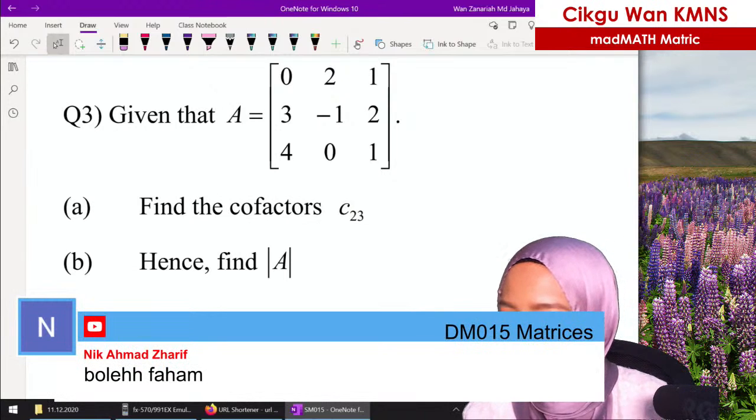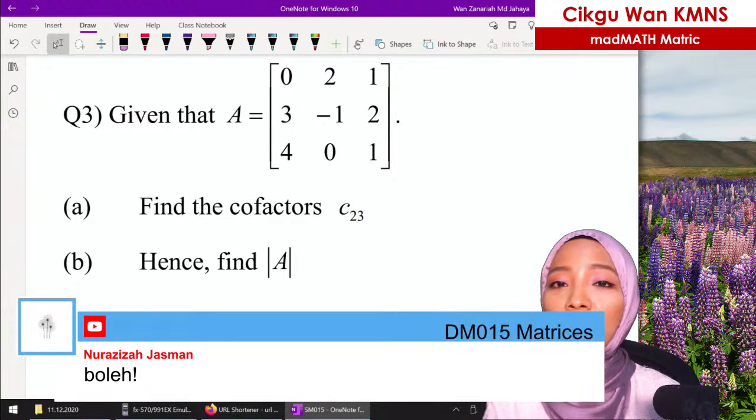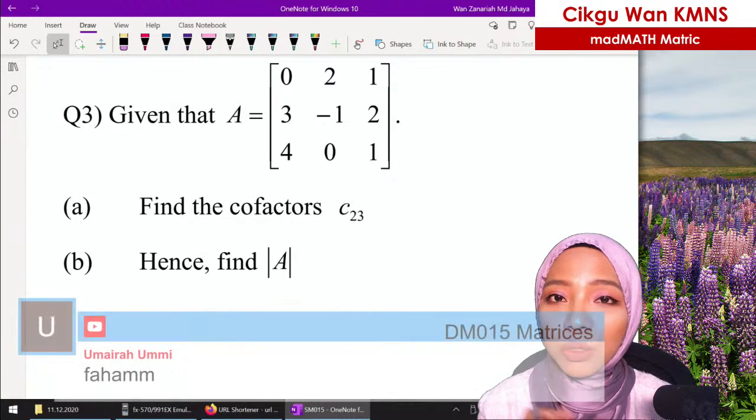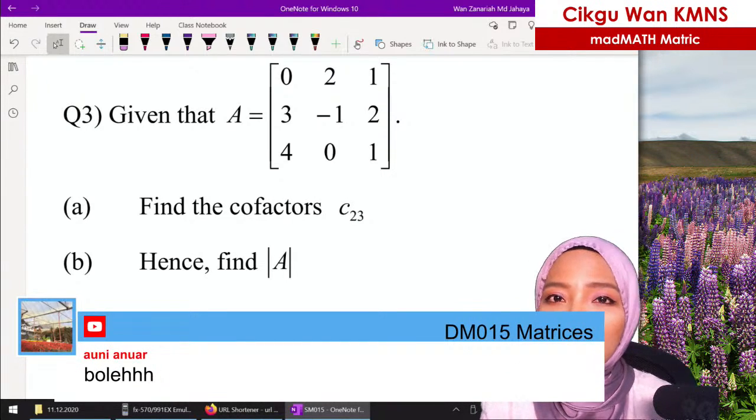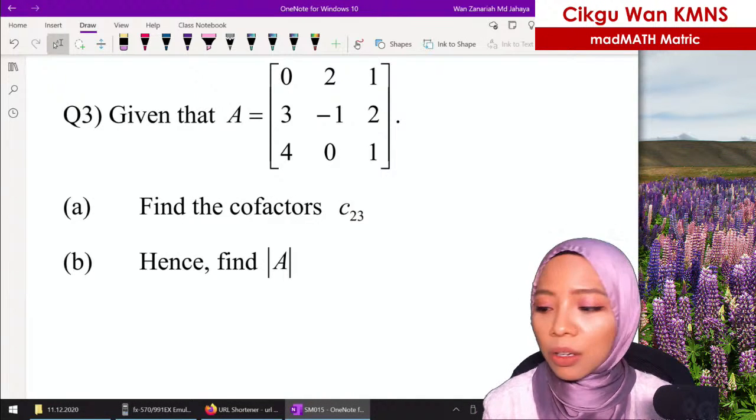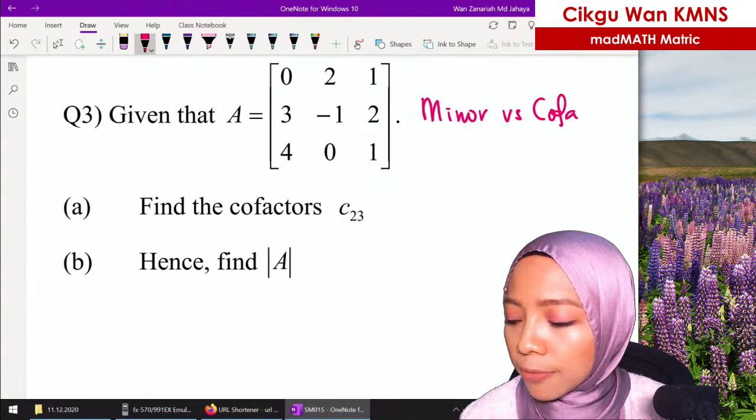Alright. So, I continue. Find the cofactors C23. Okay, before we answer this question, may I ask you, what's the difference between minor dengan cofactor? Sama ke tidak? Ada orang masih tak dapat nak bezakan. Apa beza minor dengan cofactor? And minor represented by M. Okay, versus cofactor. Apa beza dia?